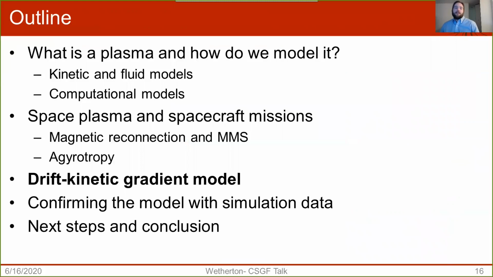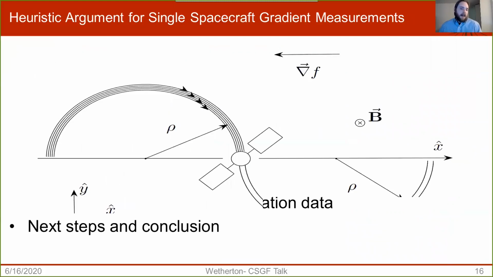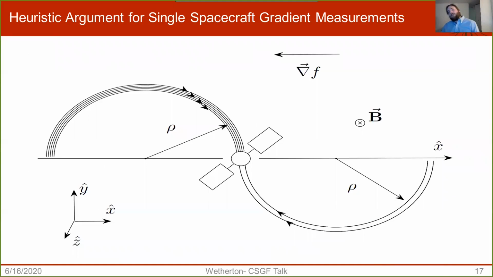So now I'll talk a little bit about what the model does. So the basic idea of the model is that if you have this gradient in the distribution function, you have more particles on the left than there are on the right.